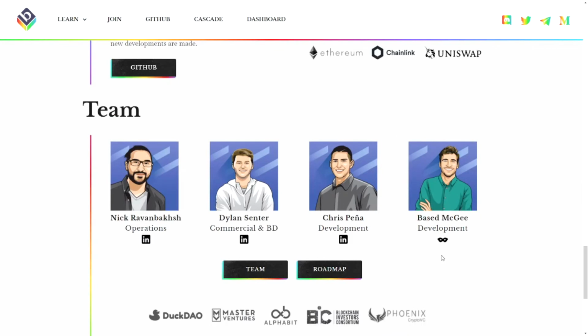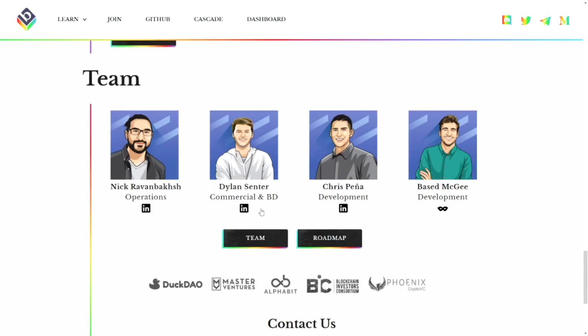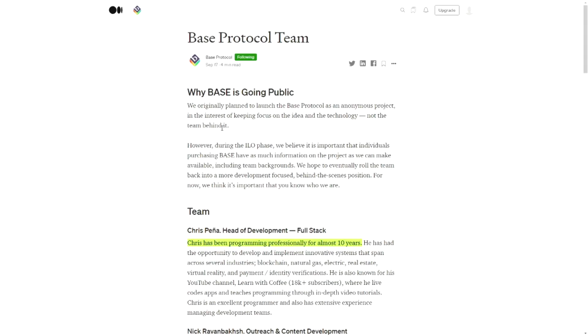Then it's time to take a look at the team. I'm really happy that they put themselves on there. We have some LinkedIn profiles. Too bad that Based McGee is not putting up a LinkedIn profile, but hey, it is what it is. Then when you click on team, you will go to a Medium post giving some more information on the background of the entire team. I will try to go through this as quickly as possible.